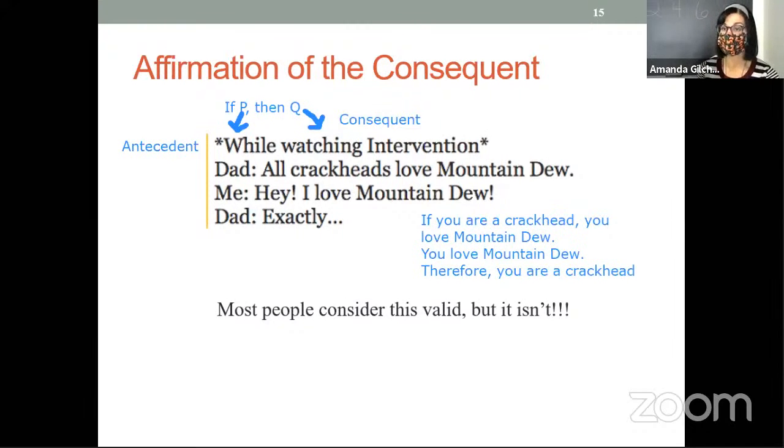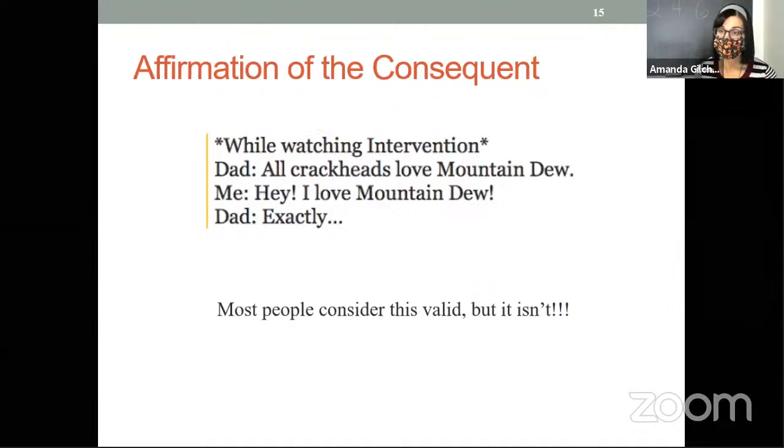Now, here's a better example that can help you understand why certain arguments are not valid. Affirmation of the consequent is a really hard one because it seems like it would make sense. So here's a better example that has nothing to do with Mountain Dew. If you have an apple, it must be green. You have something green, therefore it must be an apple. Does that make any sense? Like, does that follow from the premises? Not at all. You can have a lot of green things that are not apples.